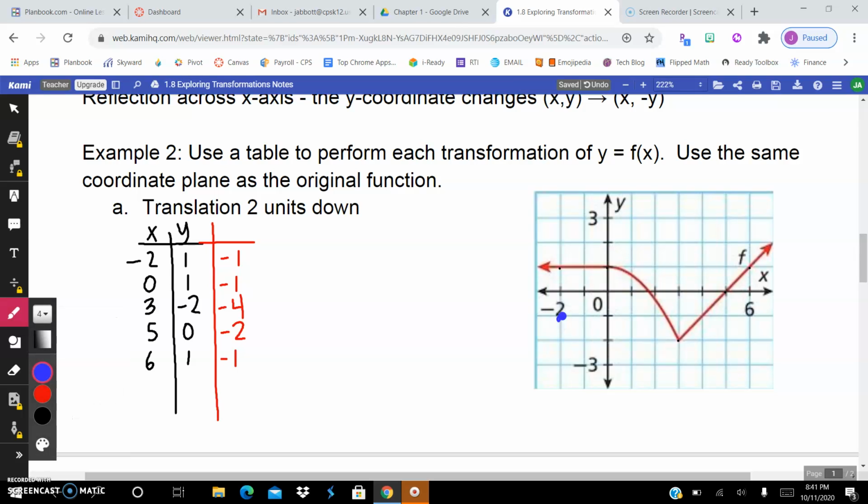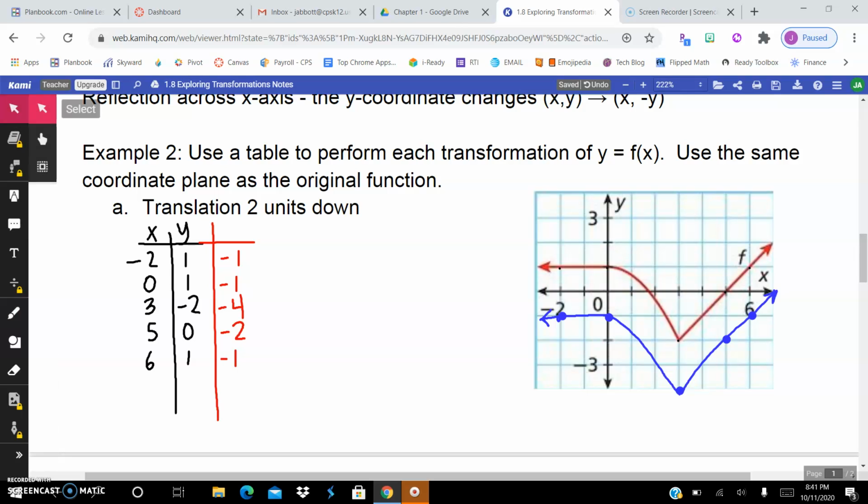And 0, negative 1: over 0 and down 1 is there. 3, negative 4: over 3 and down 4 is there. 5, negative 2 would be here. And 6, negative 1 would be here. And then we can go ahead and connect those dots and see that the graph is just shifted down 2 units from each point on the original.